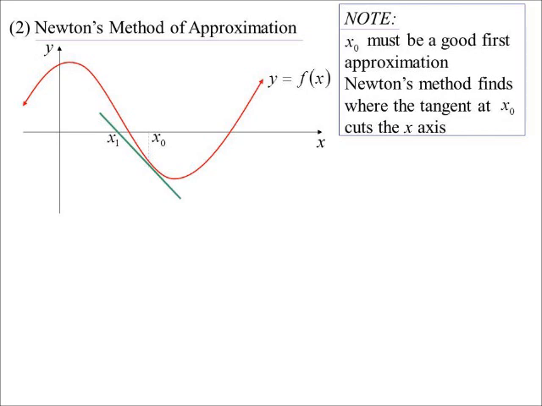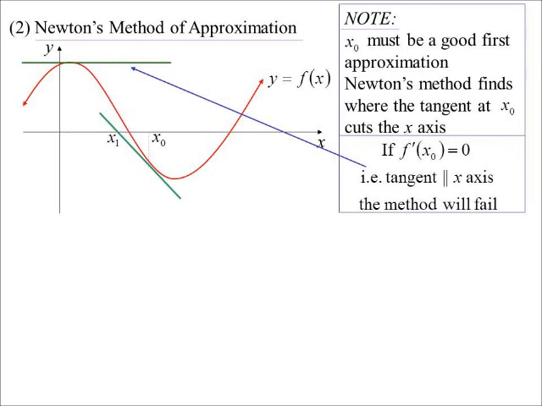Now, obviously, if my first approximation is a stationary point, I'm going to have a problem, because that tangent's horizontal and it will never cut the x-axis. So Newton's method will just fail altogether. Okay, so that's why the first one needs to be a good approximation. If I was over on the wrong side of a turning point or something like that, it would direct me to a different solution, not the one I'm looking for.